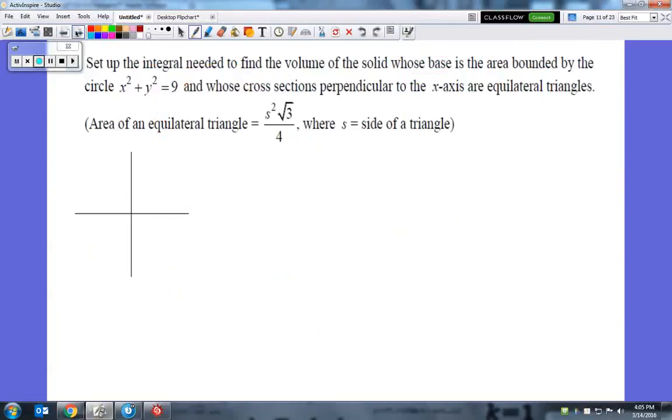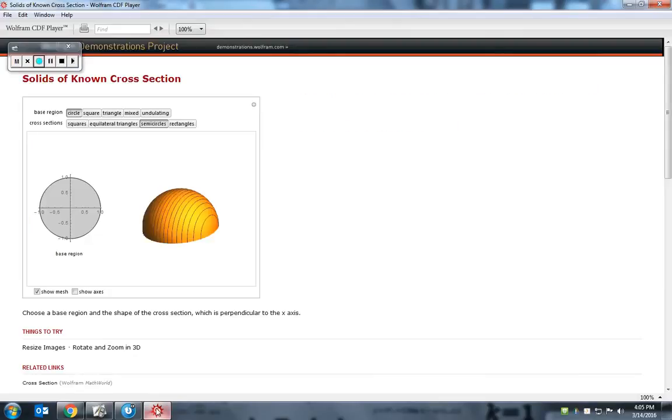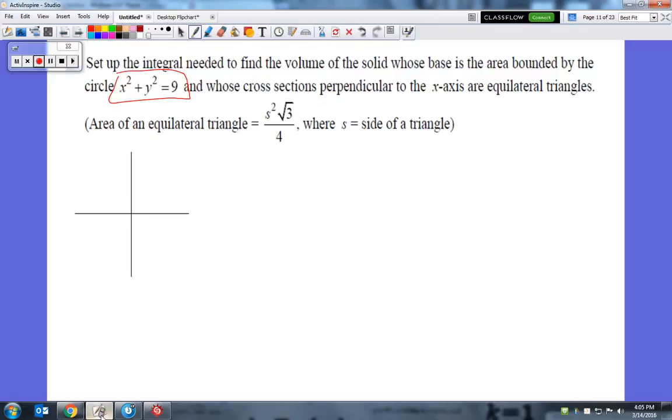So let's keep going. Set up the integral needed to find the volume of the solid whose base is the area bounded by the following. So I have a circle. It's going to be similar to that picture that you saw over here. The base is a circle, and whose cross sections are equilateral triangles, perpendicular to the x-axis.